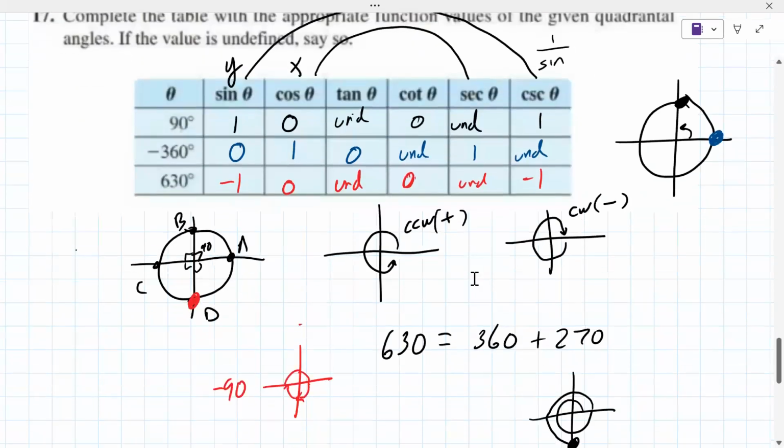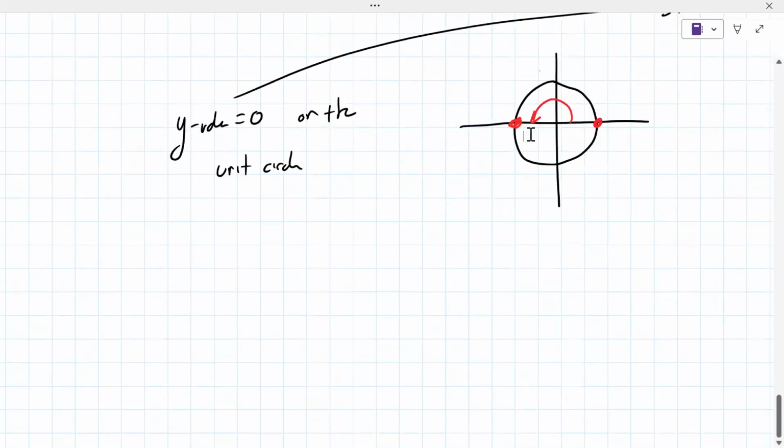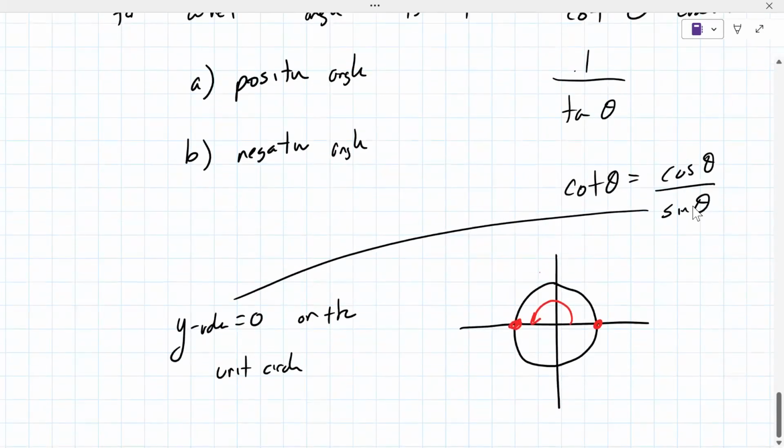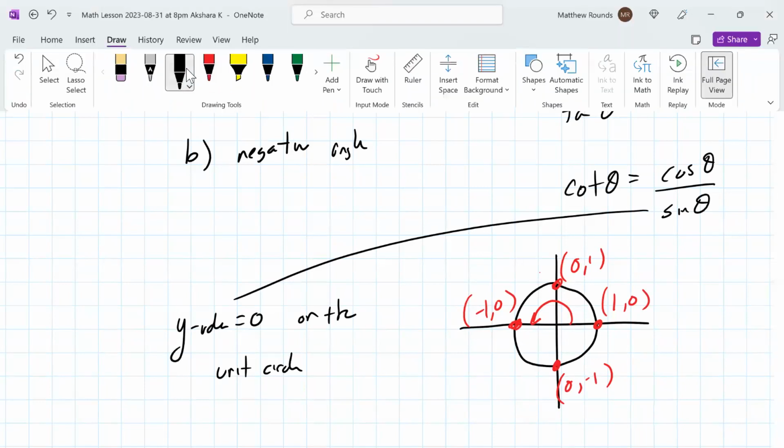I don't think it's clear what cotangent is. Well, it's cosine over sine. Where is sine 0? There are 4 points on the unit circle that are known values: 1, 0; 0, 1; negative 1, 0; 0, negative 1. And the y value, well, where's the y value 0? It's 0 at the first point, and it's 1 over here.